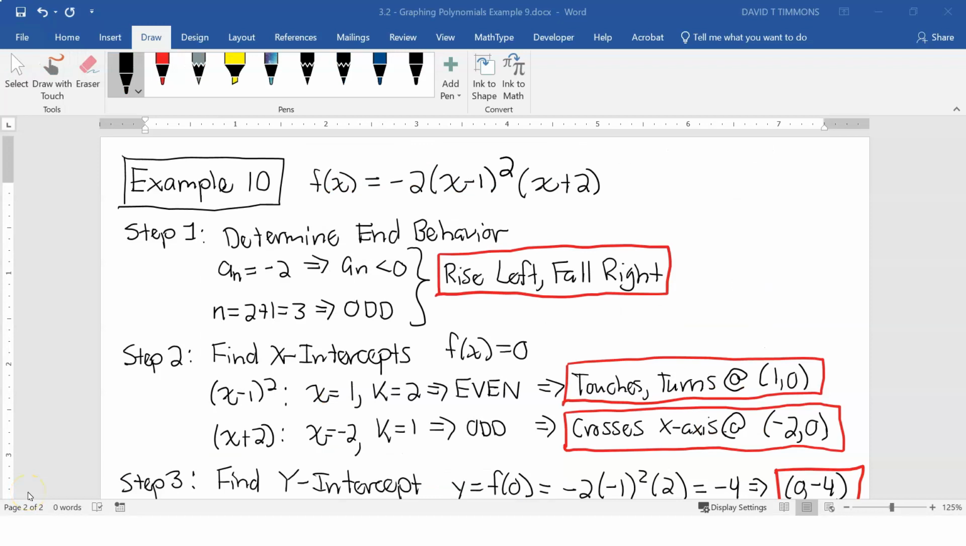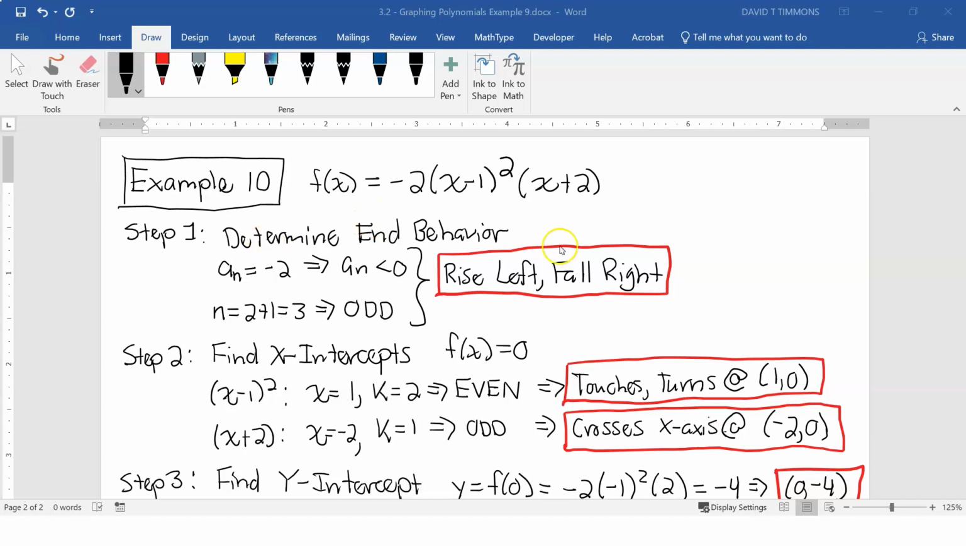Let's look at one more example of graphing a polynomial function. And this is example 10 on page 375 of the text. So here, f of x is given to us in factored form, which looks a little different from example 9. One nice thing about the factored form is that you can identify the zeros or x-intercepts and their multiplicities very easily. But we'll still go through the same 6-step process we have when we graph polynomials.